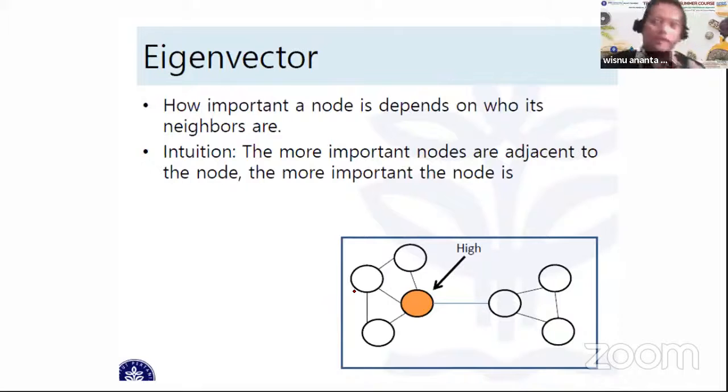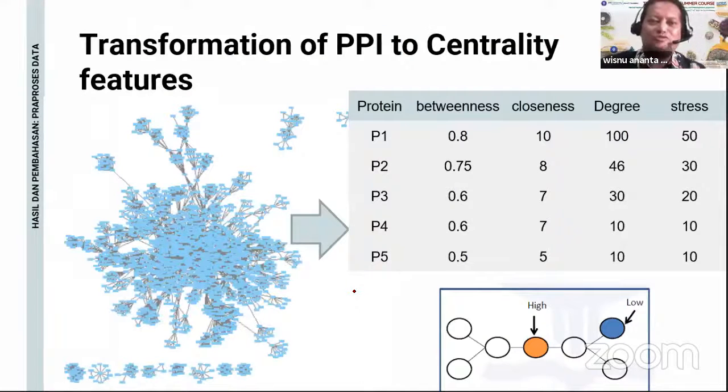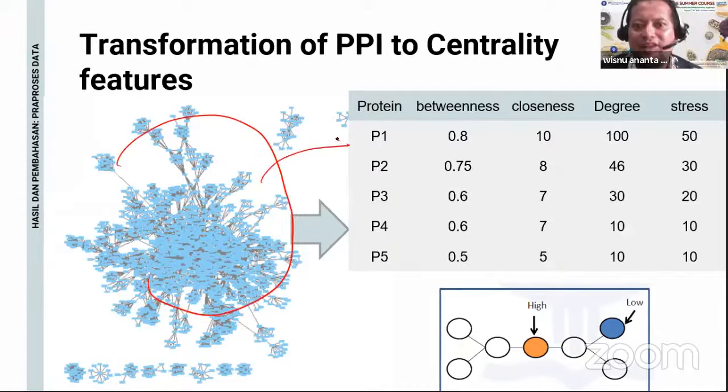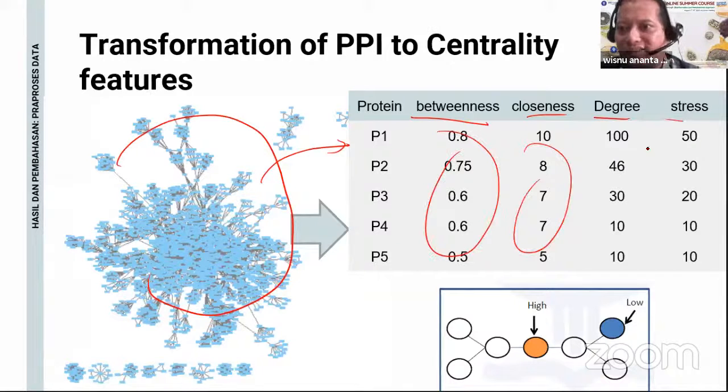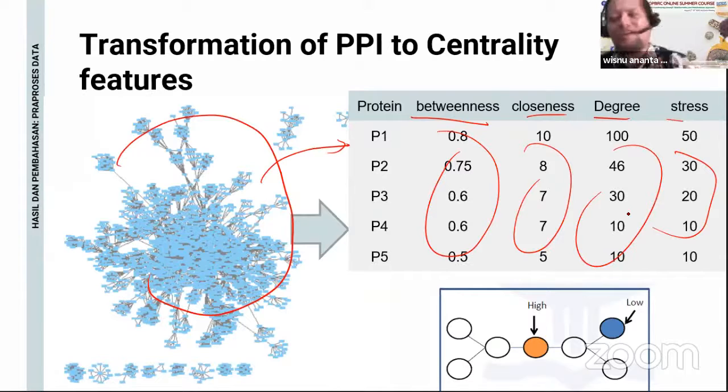So we try to make a transformation of PPI to centrality features. From the complex network here, we transform this network into betweenness, closeness, degree, and stress, and we get a value here. Don't worry, because Cytoscape will do it for you. Cytoscape will calculate these values for you.